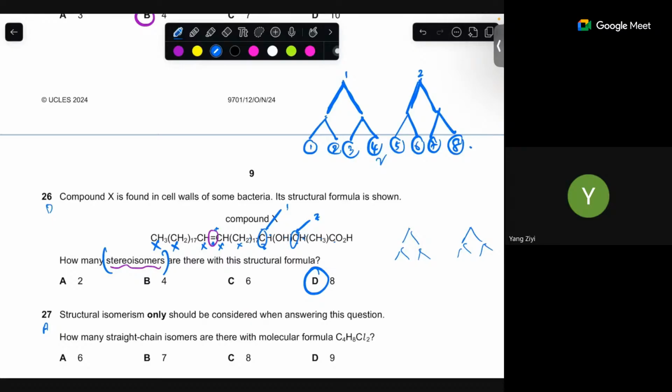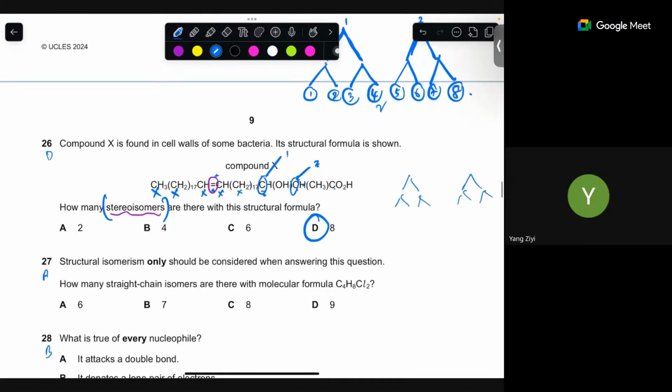Yes, sir. Okay, so I do not want you to memorize any formula. I think using this method is enough already. You just need to think and then apply. So I think this one, no need to use formula. Okay, 26 is going to be D.